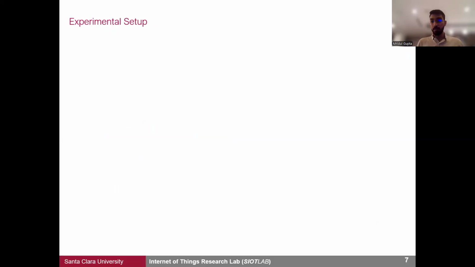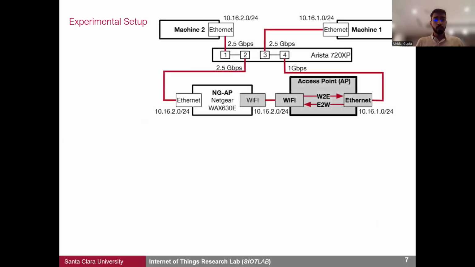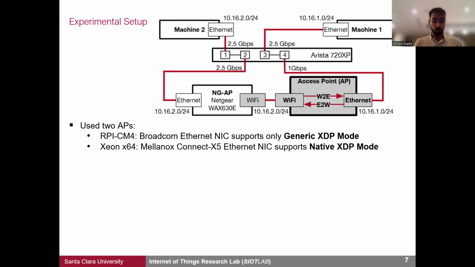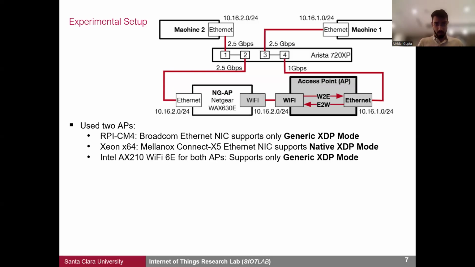Now we talk about our experimental setup that we used for result analysis. Firstly, we used the access point, which is our device under test. We used two different kinds of access points. The first one was based on the Raspberry Pi Compute Module 4. This supports the Broadcom Ethernet NIC, which only has the generic XDP mode. As a result, it motivated us to have another access point, which is based on the Xeon x64 server, which has the Mellanox ConnectX-5 Ethernet NIC that does support the native XDP mode. However, the Wi-Fi NICs on both these access points are the Intel AX210 Wi-Fi 6E card, which only supports the generic XDP mode.